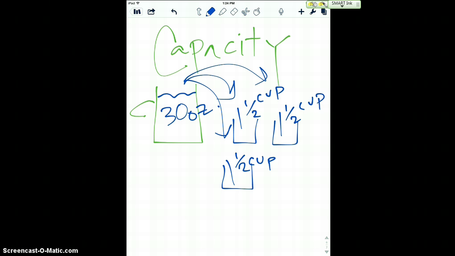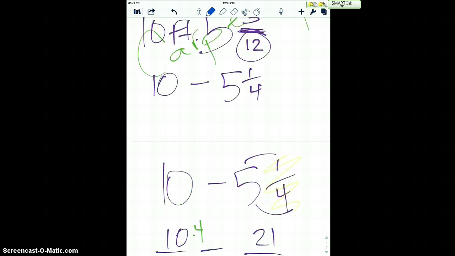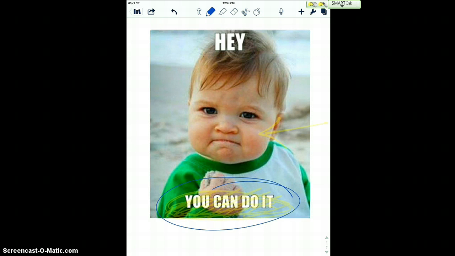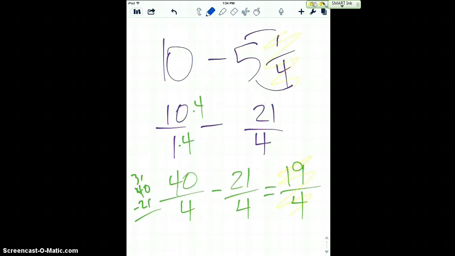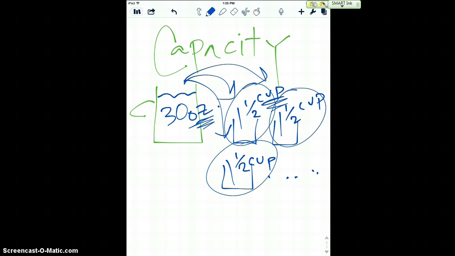Could he pour out 1 serving? Could he pour out 2? Could he pour out 3? Could he pour out more? So the issue we have here is that here I'm in ounces and here I'm in cups. So like the topic said, what we can do here is change units. That's what we're doing. We need to change some units.